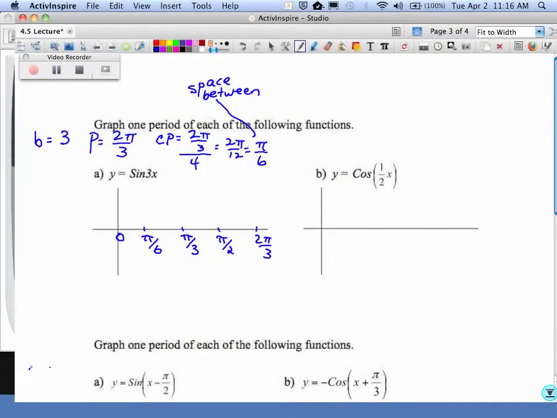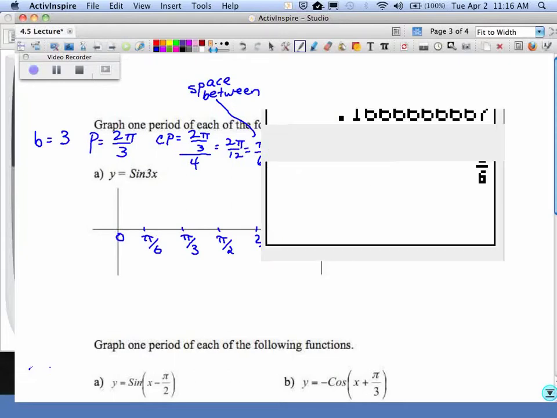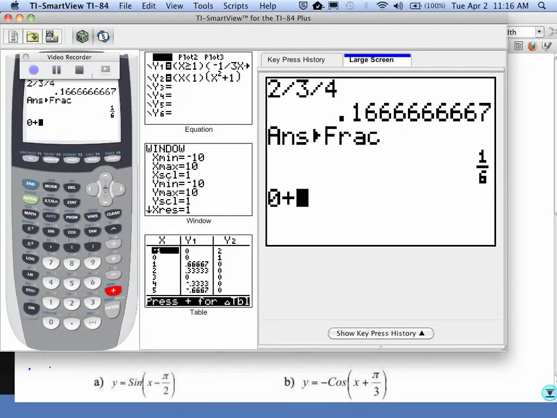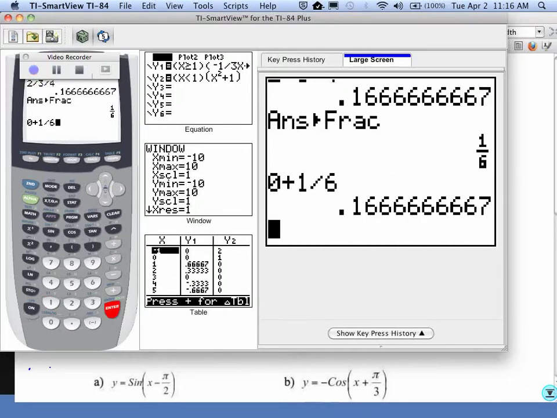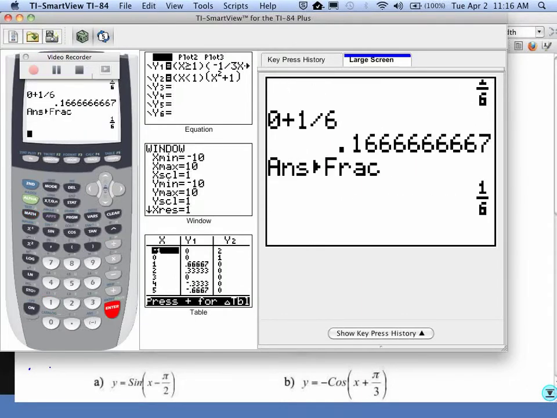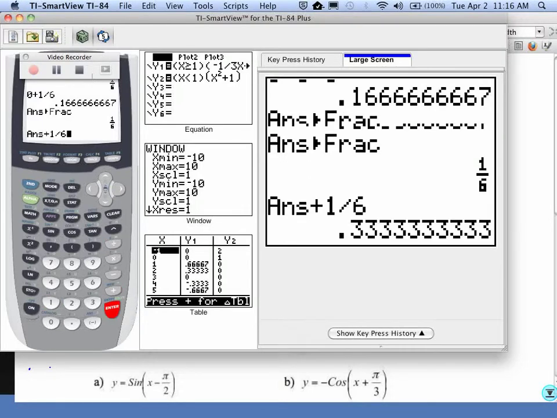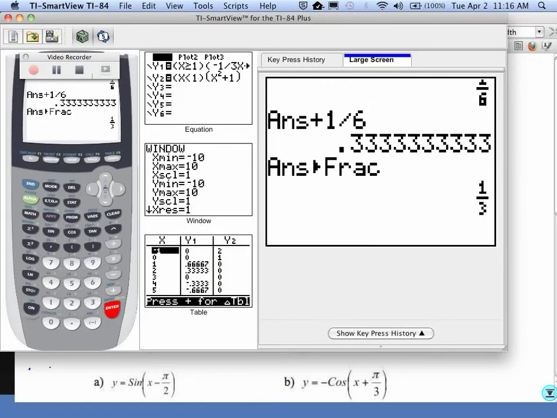Now, some of you might have been doing this: 1 divided by 6, math, enter, enter. Plus 1 divided by 6, math, enter, enter. I mean, you can just keep adding. Once you know what your critical points are spaced by, you just, on your calculator, can hit plus 1 over 6, plus 1 over 6, and math, enter, enter.